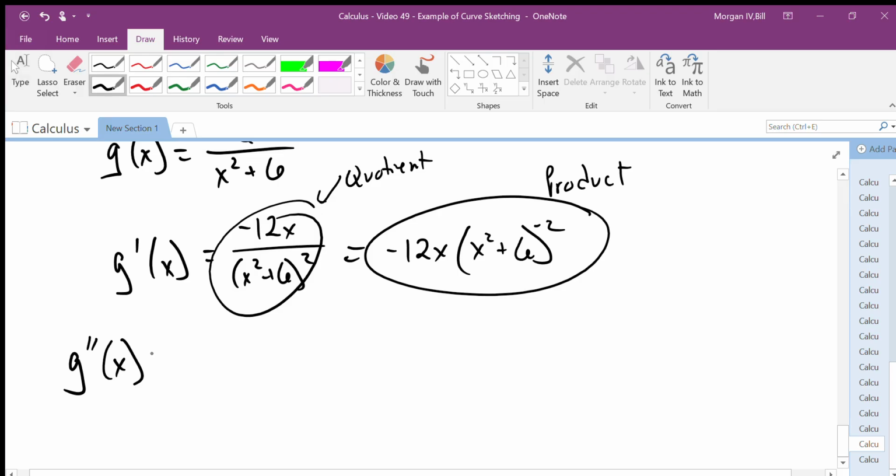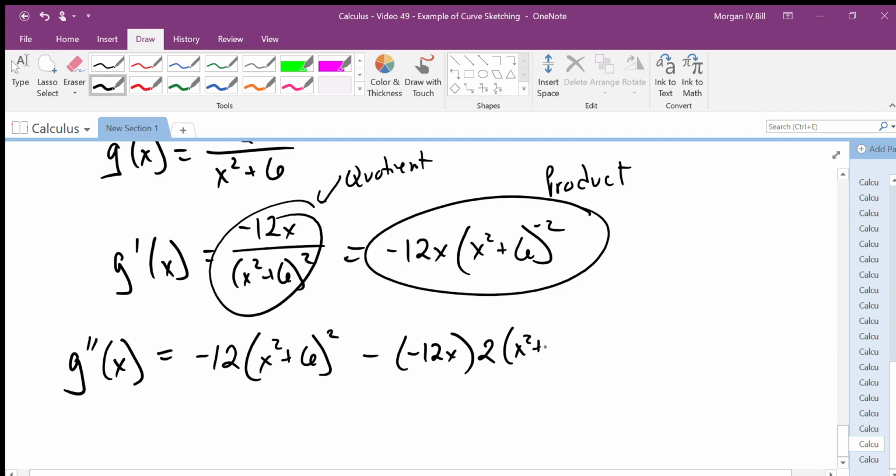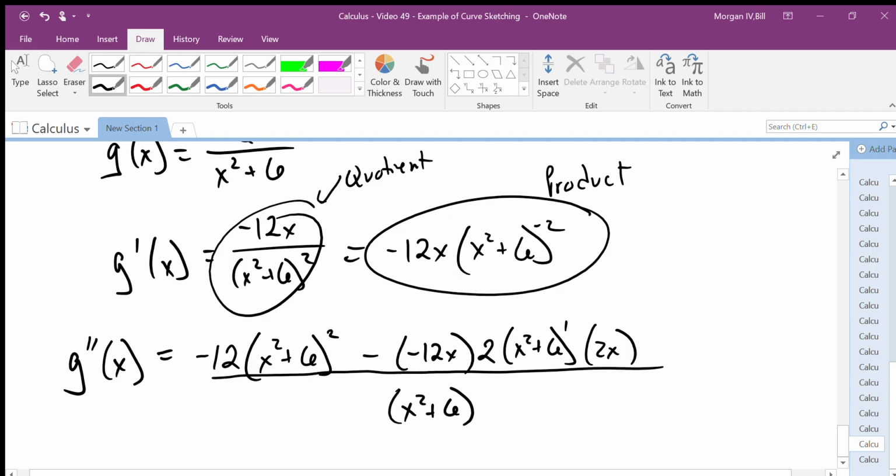All right, so g double prime, that's the derivative of the numerator. The derivative of negative 12x is negative 12. Leave the denominator, x squared plus 6 squared. Minus, leave the numerator, negative 12x. Derivative of the denominator. So we'll bring the 2 down, right? The squared comes down. Then it's x squared plus 6 now to the first power. 2 minus 1 is 1. Times the derivative of the inside. The inside here, x squared plus 6. Its derivative, 2x. All divided by the denominator squared. Now it was already x squared plus 6 squared. And if we square that, now we are at x squared plus 6 to the fourth power.